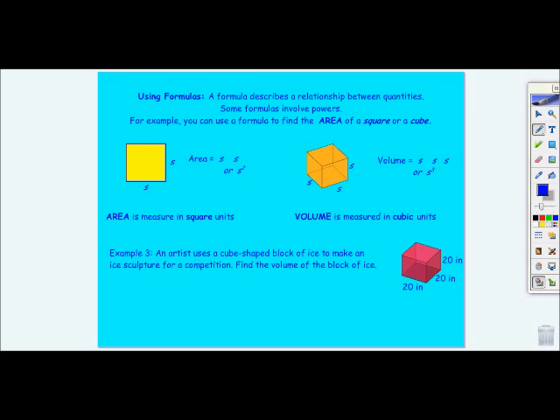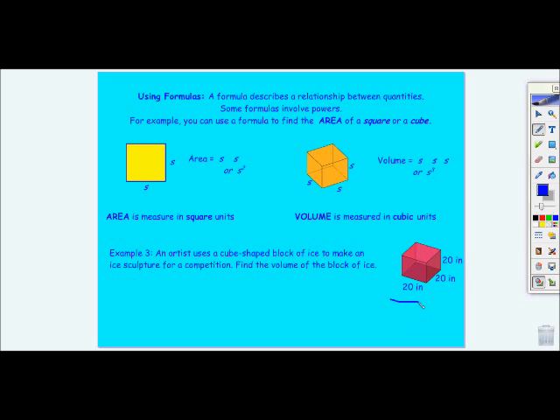Here's what I was mentioning before. We have a 2-dimensional square, and we have a 3-dimensional cubed. Another thing to remember about squares and cubes is that their sides all have to have the same length or the same measurement. So if we look at example 3, an artist uses a cube-shaped block of ice to make an ice sculpture for a competition. We want to find the volume of the block of ice.